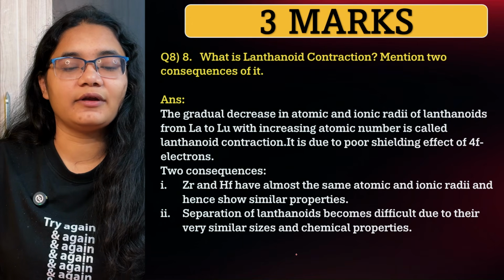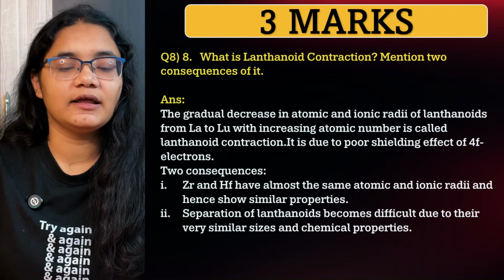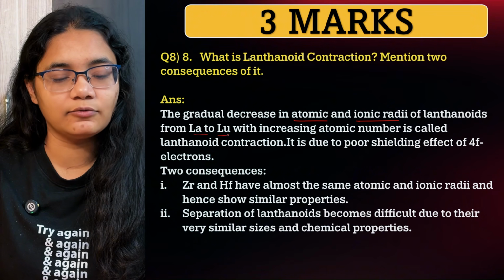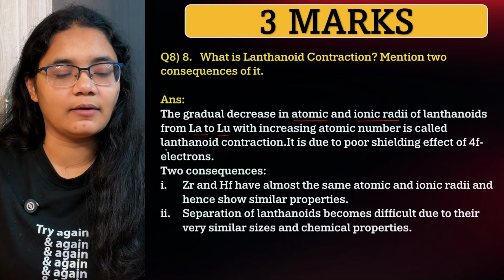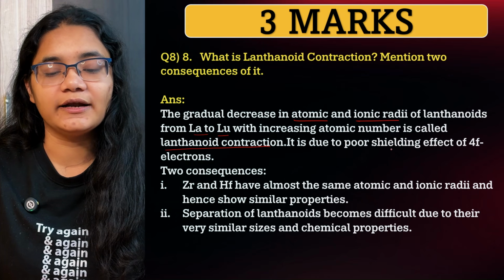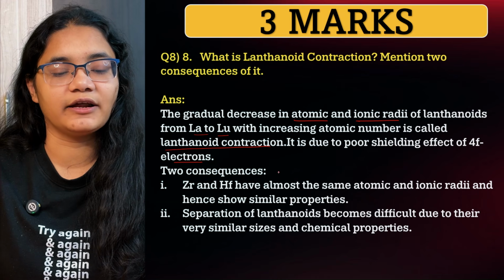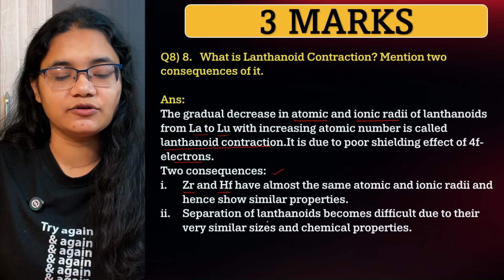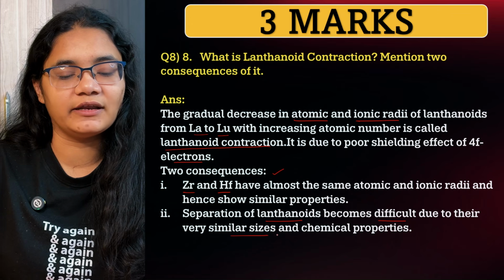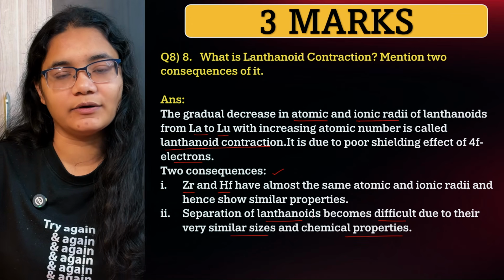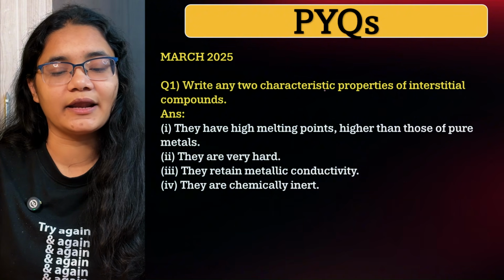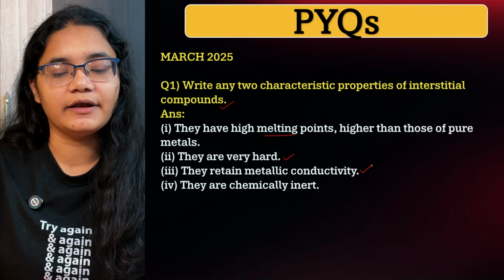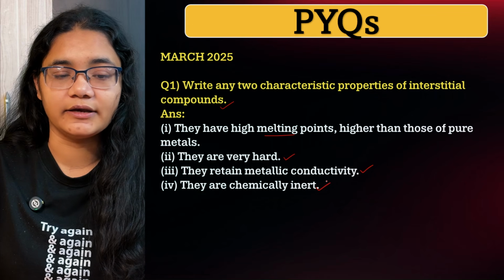Next, what is lanthanide contraction? Mention two consequences of it. The gradual decrease in the atomic and ionic radii of lanthanides from lanthanum to lutetium with increasing atomic number is called lanthanide contraction. It is due to the poor shielding effect of 4f electrons. The two consequences here are the similar sizes of zirconium and hafnium, and separation of lanthanoids becomes difficult due to their very similar sizes and chemical properties. Next, write any two characteristic properties of interstitial compounds. High melting point, they are very hard, retain metallic conductivity and are chemically inert.